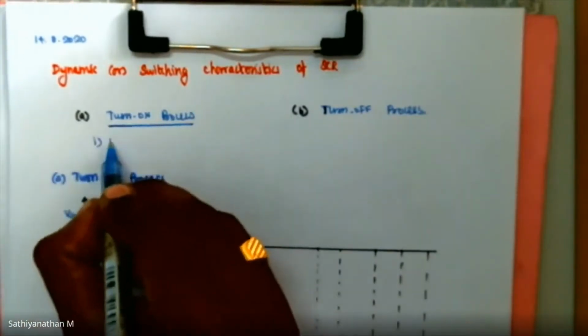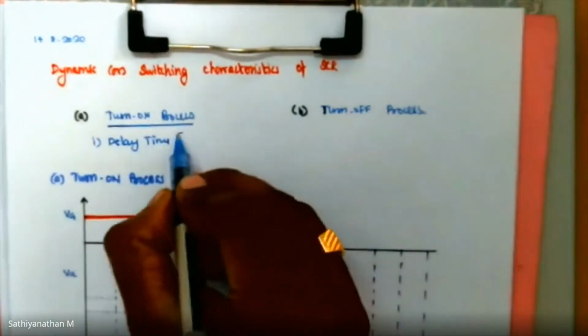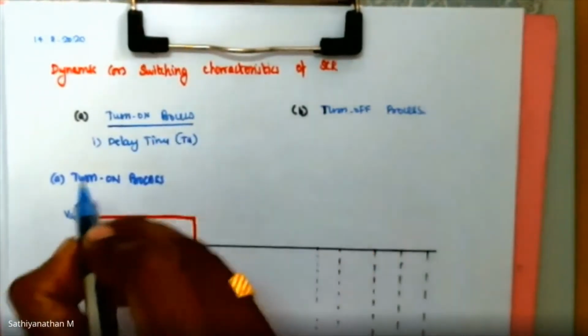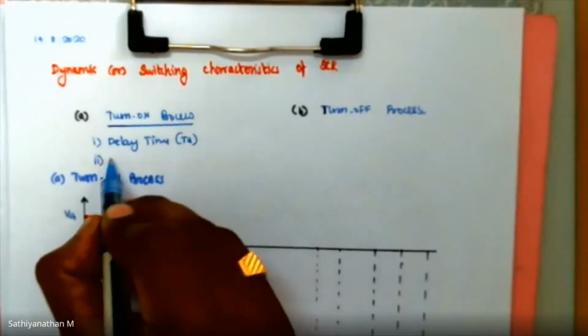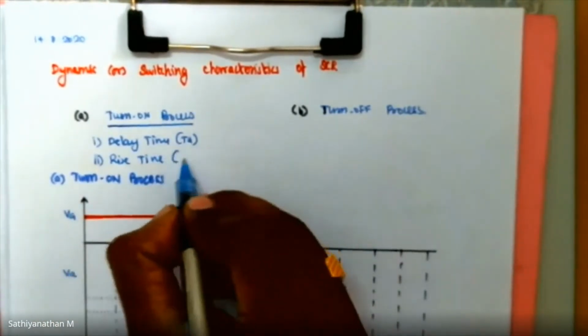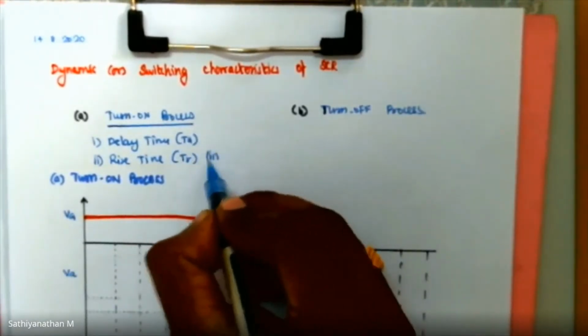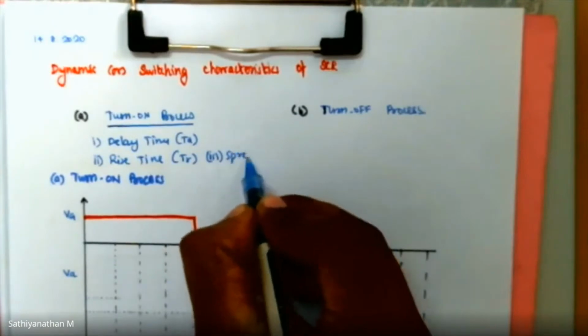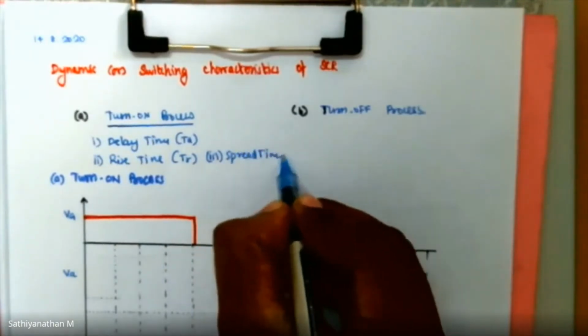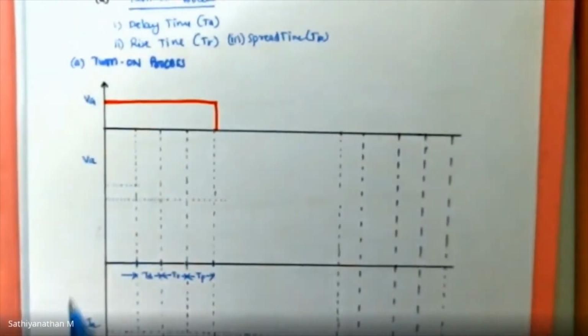One is delay time, TD, the second one is rise time, TR, and the last one is spread time, TP. Okay, and once again I repeat the turn on process.